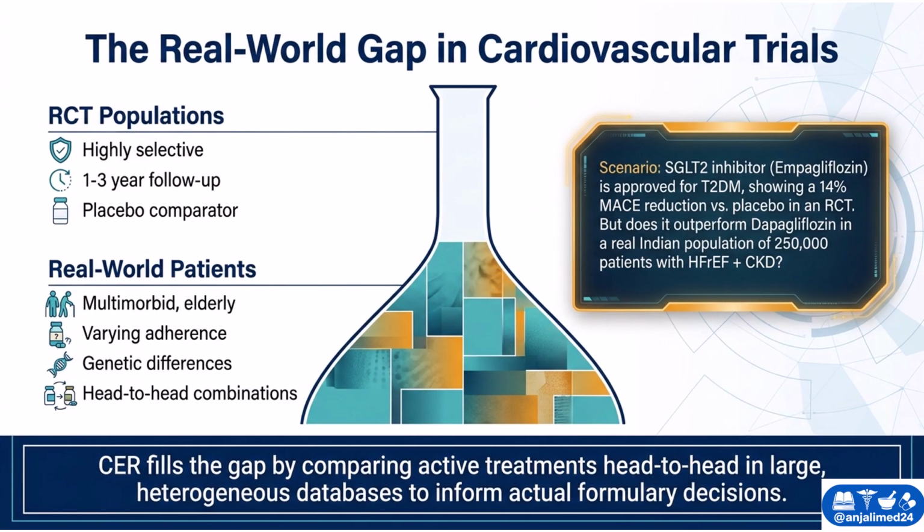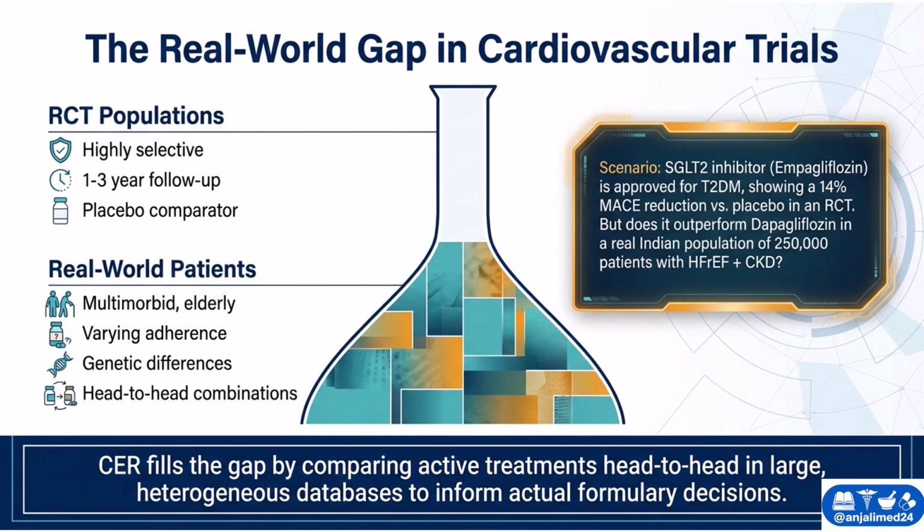Now that we understand the scale of modern cardiovascular drug development, let's look at one major problem with traditional clinical trials. Randomized controlled trials, or RCTs, are highly selective. They often include healthier patients and shorter follow-up periods, with placebo comparisons under ideal conditions. But in the real world, patients are very different. They are older, have multiple diseases, variable medication adherence, genetic diversity, and often receive several therapies together. So, while a trial may show that a drug works better than placebo, clinicians still face an important unanswered question: which treatment works best against another active treatment in real world populations?